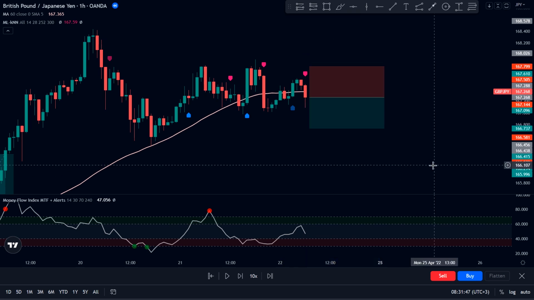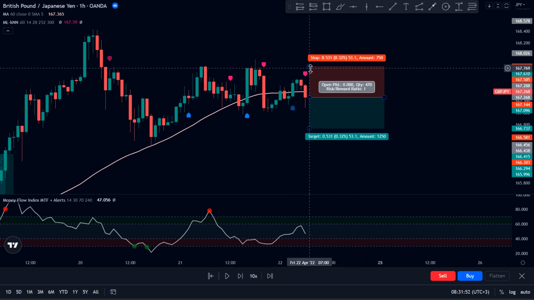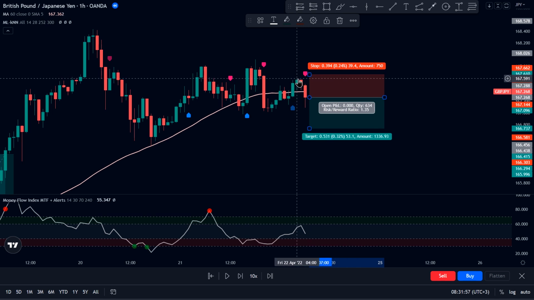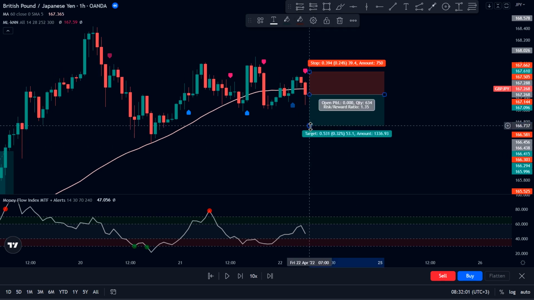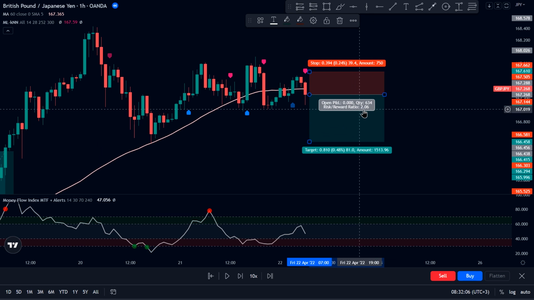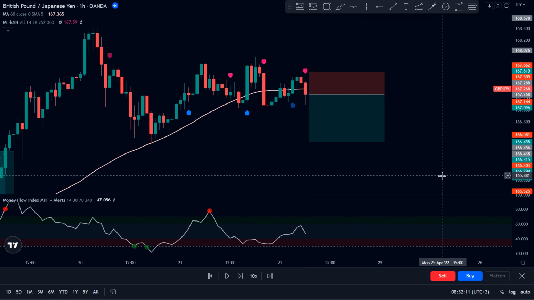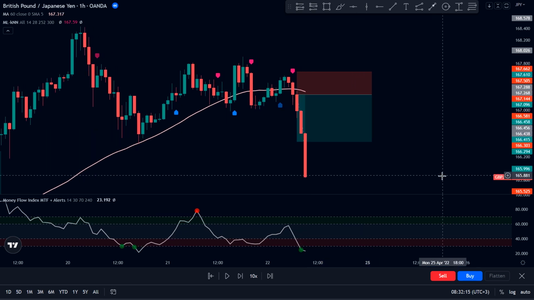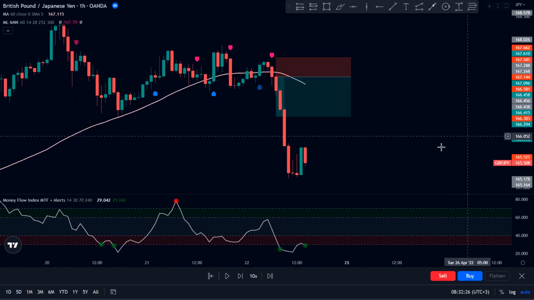We're gonna set our stop loss above the most recent swing high, which is this one right here. For the take profit, we're gonna set it at 2 times the risk. We let this trade run, and full TP. Now, as you can see, this is a super simple trading strategy.